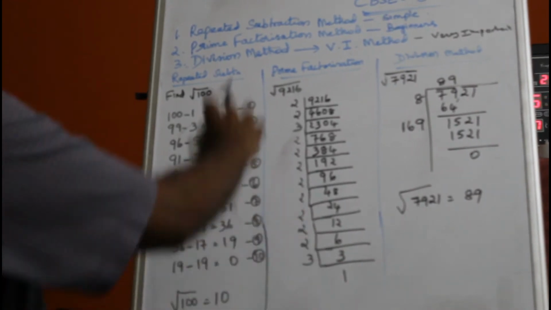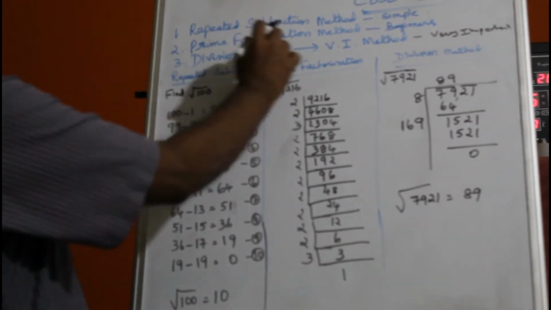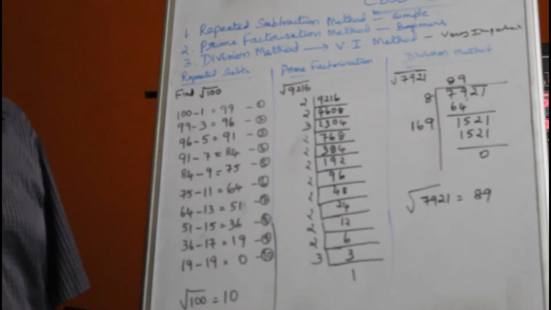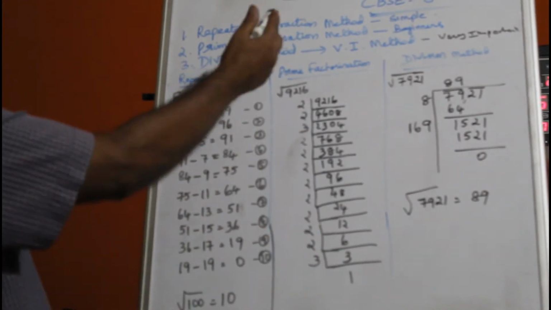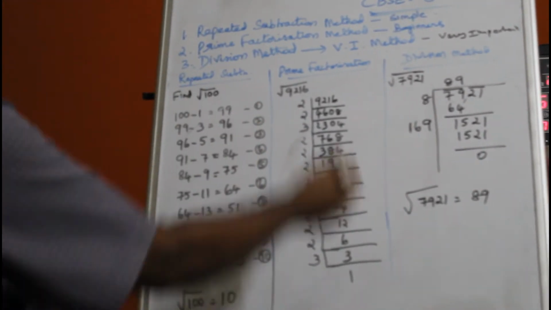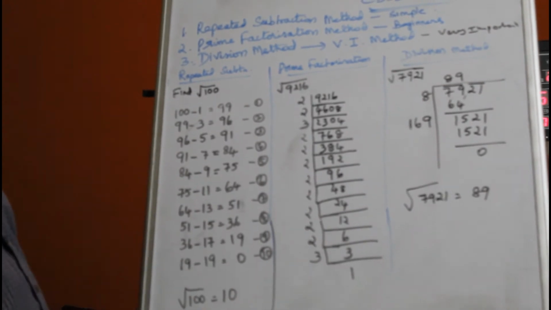So we will do one sum in each method. I said the repeated subtraction method is a very simple sum. It's actually, if they ask, you can do it just like some 1 mark question or just a practice question. That's all.